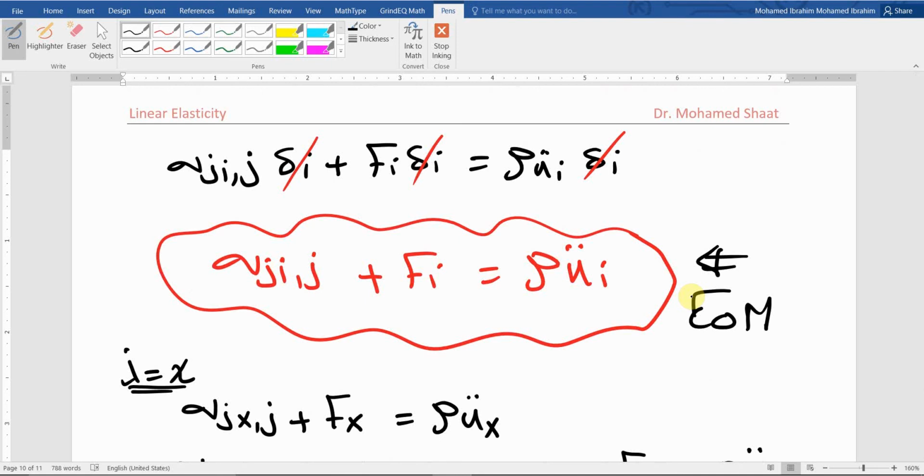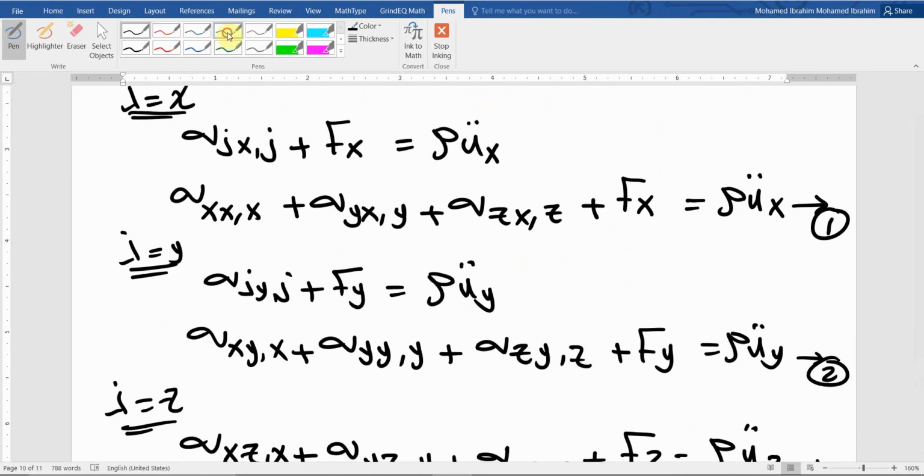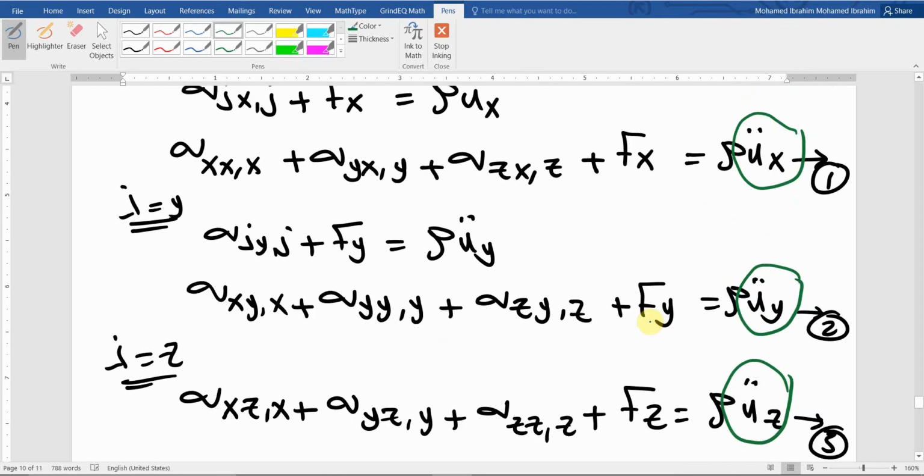So what does it mean? This fits with the concept of classical mechanics. The concept of classical mechanics states that the continuum is a composition of particles, and each one of these particles is a point. As we discussed before, a point has three degrees of freedom, that it can move along x with ux. So ux is the displacement of the particle along x, uy is the displacement along y, uz is the displacement along z.